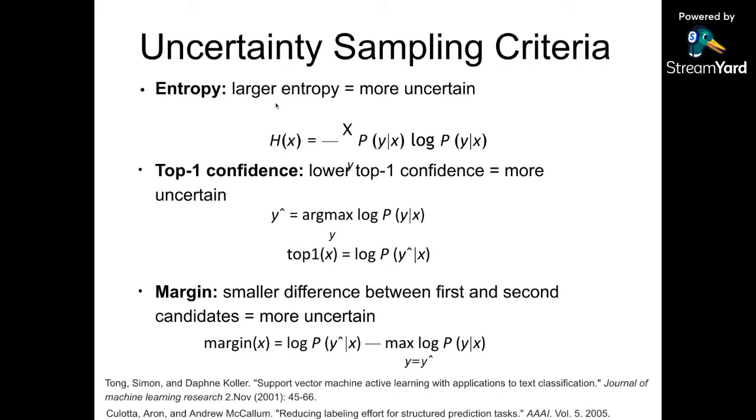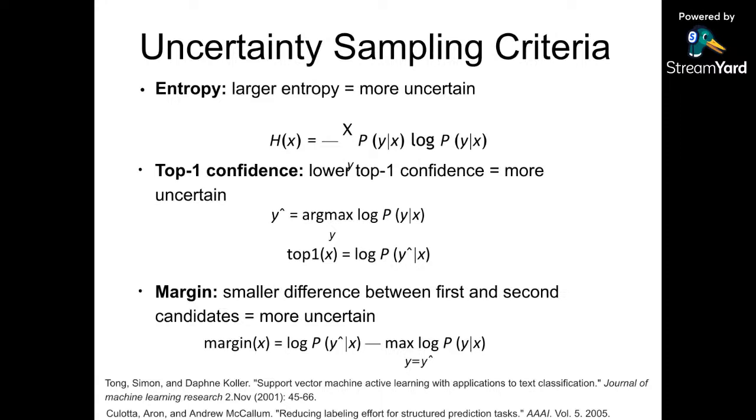We talked about entropy. We have the probability of belonging to class y, and we take the log of that probability. Then we sort it and choose the top k. Another measure is top one confidence.